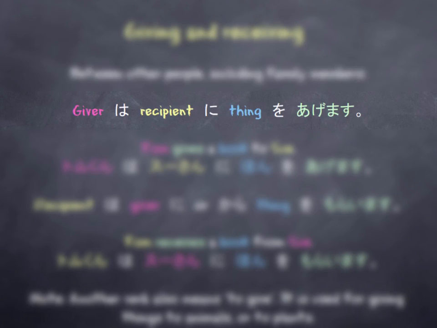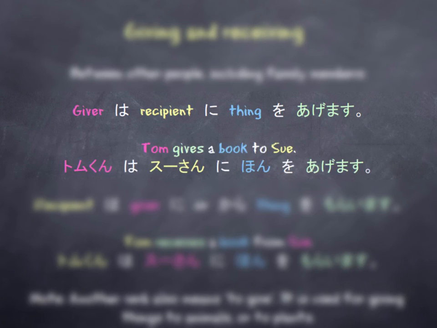We start out with the giver, followed by wa. We then insert the recipient, followed by ni, the thing that we're giving, and we finish with o agemasu. Agemasu is the masu form for ageru, which is the verb to give something. So for example, Tom gives a book to Sue. Tom-kun wa Sue-san ni hon o agemasu.